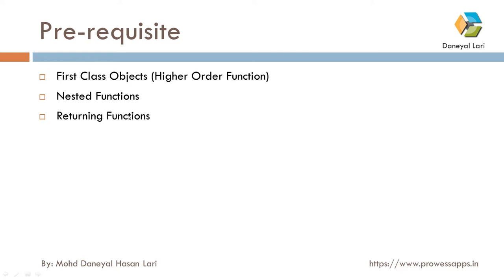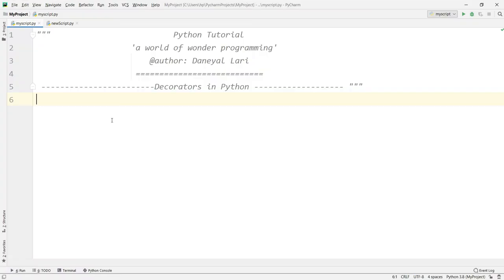I will do a quick recap about these concepts so that we will understand decorators in a very easy way. So first of all, what is a first class object? A first class object, or higher order function, is a function that can be stored in a variable. Since everything is an object in Python, a function is also an object, so we can store the function in a variable. We can pass a function to a function and we can return a function from a function.